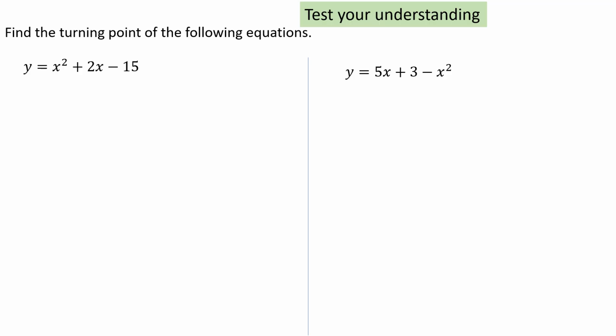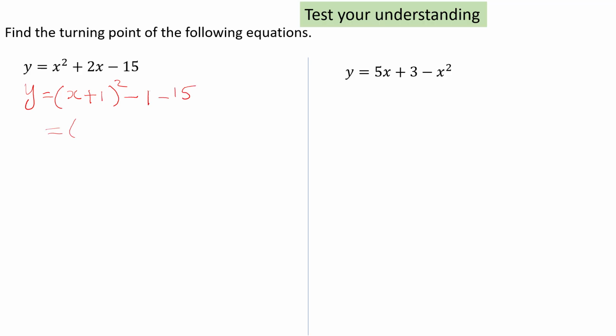Pause this video, and try it yourself. Find the turning point of the following equations. First one, y equals x squared plus 2x minus 50. To do the completing square, y equals (x plus half of the x term, which is 1) squared, take away 1 squared, which is 1, and minus 50.